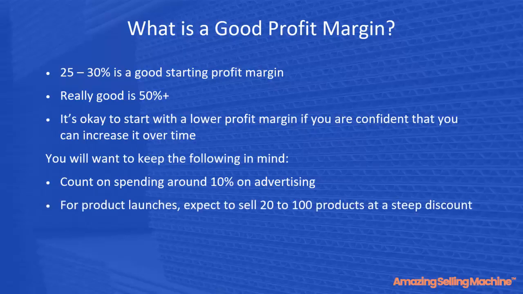And then for product launches, you expect to sell around 20 to 100 products at a really steep discount where you might just break even or even lose a little bit of money. Now, those are usually one-time costs, these product launches, so it's not something you need to incorporate into your profit margin all the time, but just starting off, you will need to keep that in mind for your first batch of inventory.